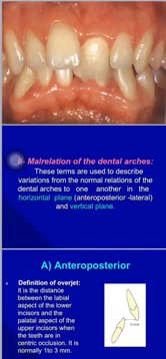Malrelation of the dental arch. The second condition which leads to malocclusion is malrelation of the dental arches. These terms are used to describe variation from the normal relation of the dental arches to one another in the horizontal plane, anterior, posterior or lateral, and in the vertical plane.